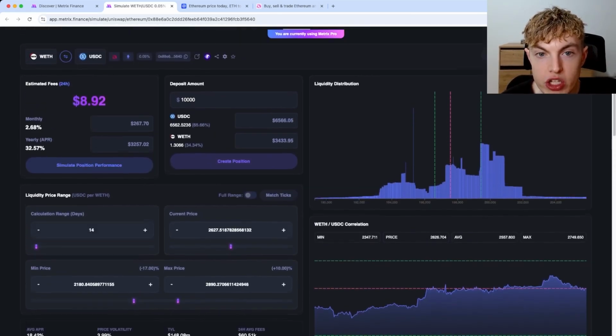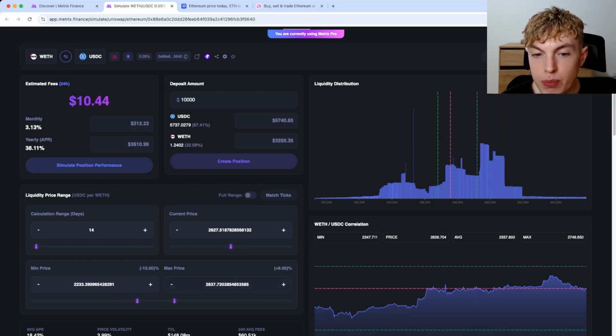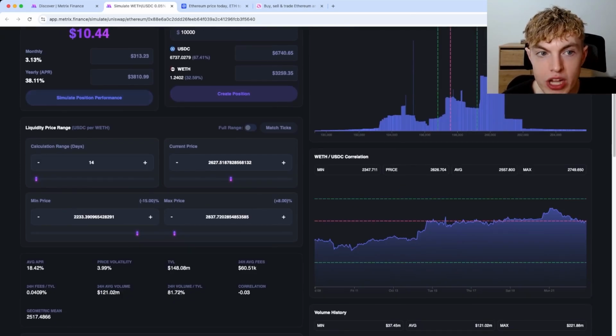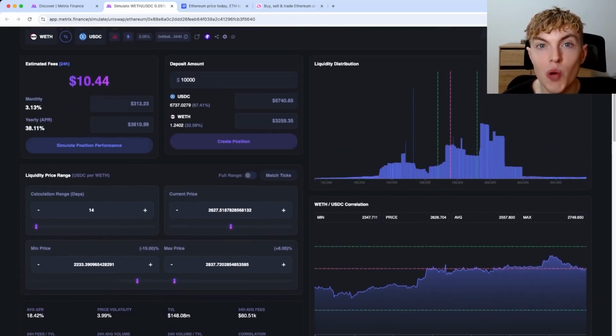Now with this range, we have 65% USDC and 34% wrapped Ethereum. Now if I move the max price up, we can see we take on more exposure to wrapped Ethereum and less to USDC, and if I move the min price down, we take on more exposure to USDC and less to Ethereum. So depending on which assets you're bullish on, you can change these as you wish and find your range. But right here with this range, we're looking at 38% APR, which is solid.